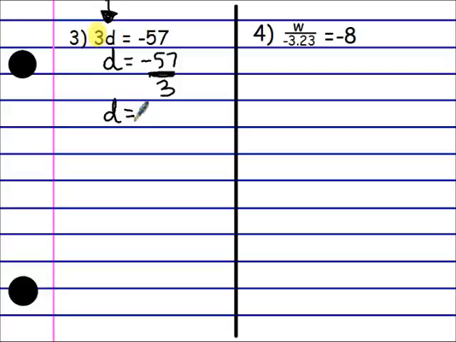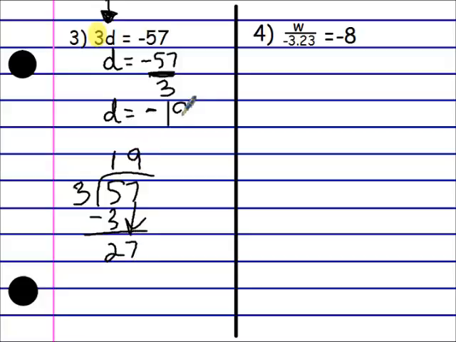Now I know a negative divided by a positive will give me a negative, and now I have 57 divided by 3. 3 goes into 5 1 time, it's 3, subtract, get 2, bring down the 7, and it goes in 9 times. So d here is equal to a negative 19.